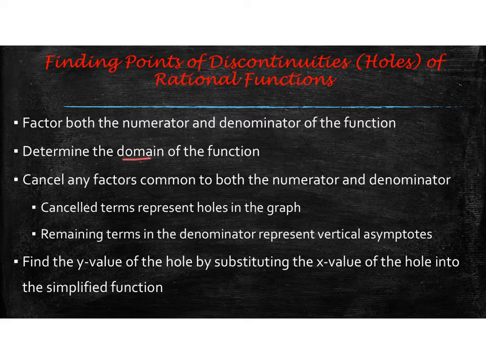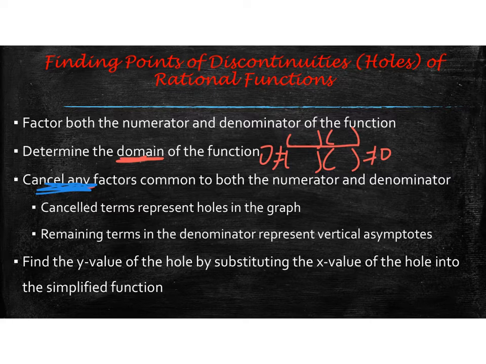I want you to pay attention to how you're going to do this. You always want to find your domain first, and that's going to come even before canceling out. So after you factor, you've got your factors like this. You're going to set the denominator not equal to 0 and figure out what those values are. That's going to be your domain. Then you're going to cancel.